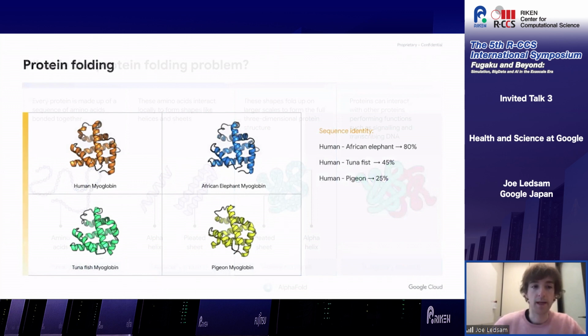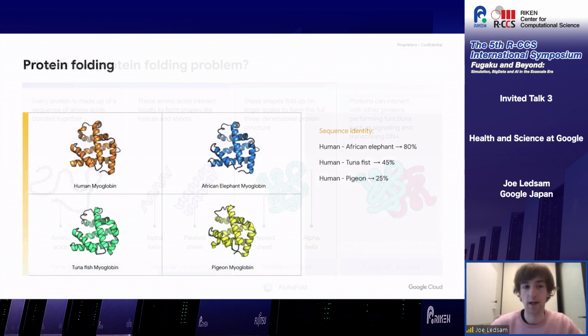To illustrate how difficult this problem might actually be, here are four different myoglobin molecules. The orange one is from humans, the others are from different animals. They all look very similar visually. The shapes are very similar. The actual similarity between the sequences of the orange and the blue is 80%. Between the orange and the yellow it is only 25%. So these are almost completely different sequences, and yet they still have a very similar structure. And the converse is also true.